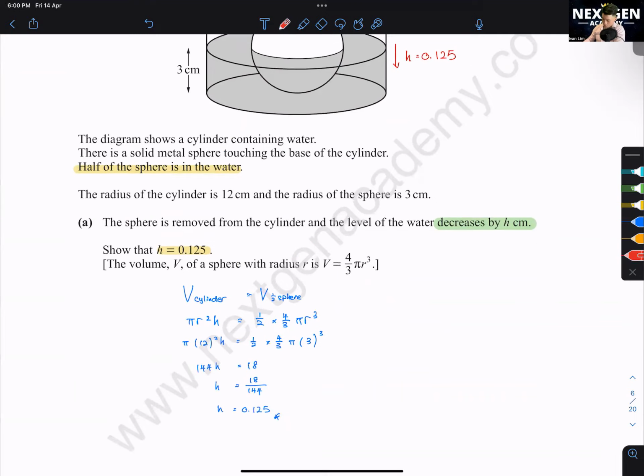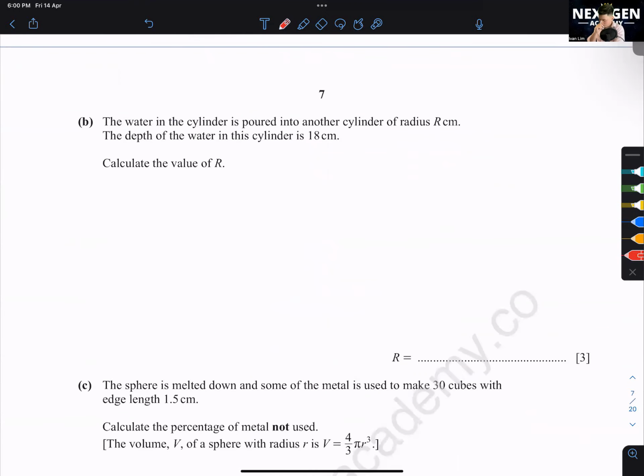Okay, next one. Question B. The water in the cylinder is poured into another cylinder of radius r cm. The depth of the water in the cylinder is 18 cm.